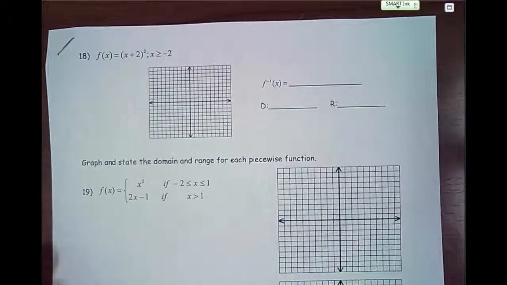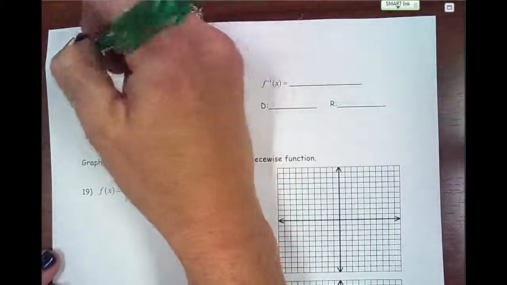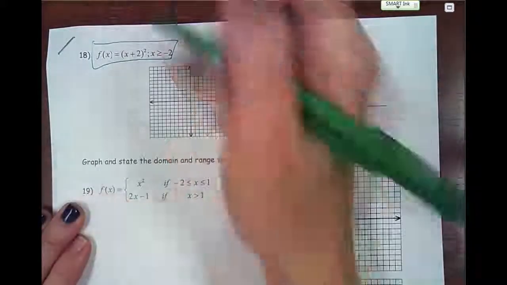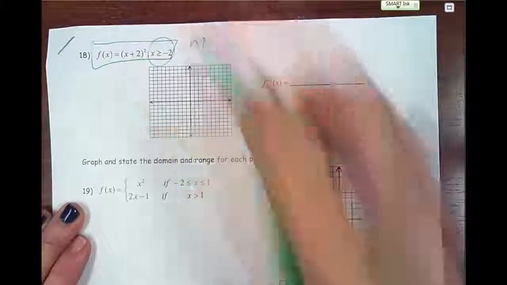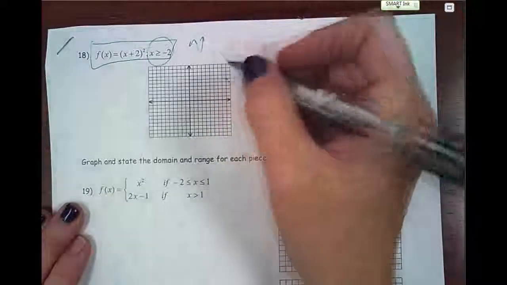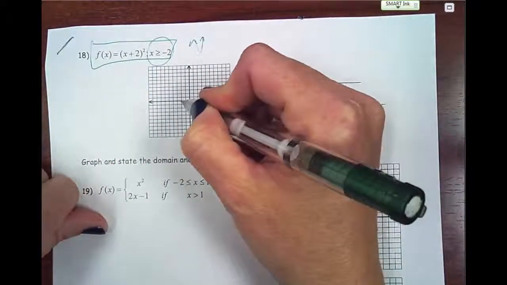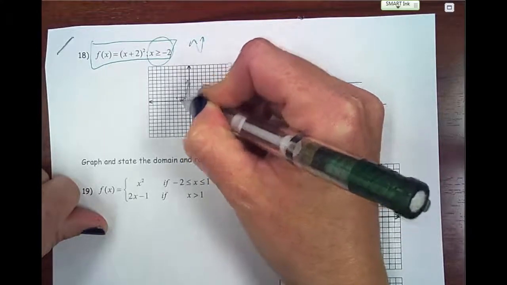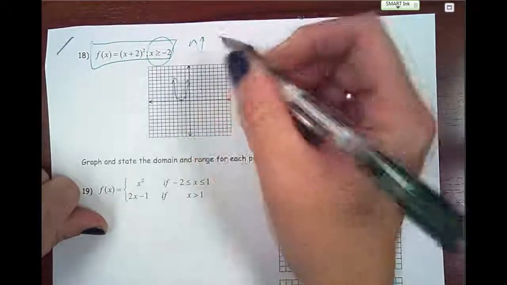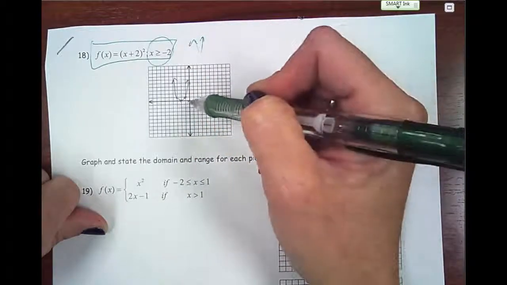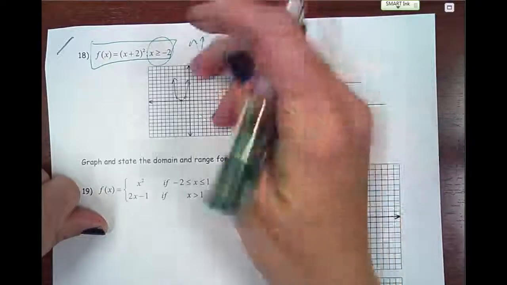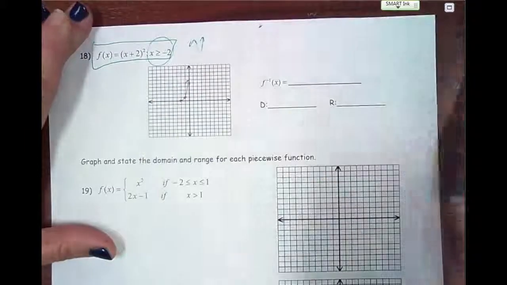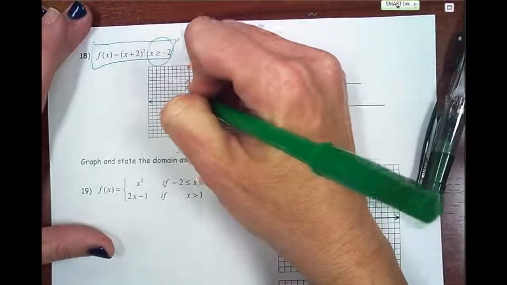Okay, so for problem 18, you'll notice it already has a restriction. So we have a parabola, correct, with a restriction. I'm going to use my pencil to start with this, because the parabola tells us to go left 2, and it would be this spot here. This is the parabola. However, it says x has to be greater than or equal to -2, which means that the left side of the parabola is going to be gone. Here is your picture.